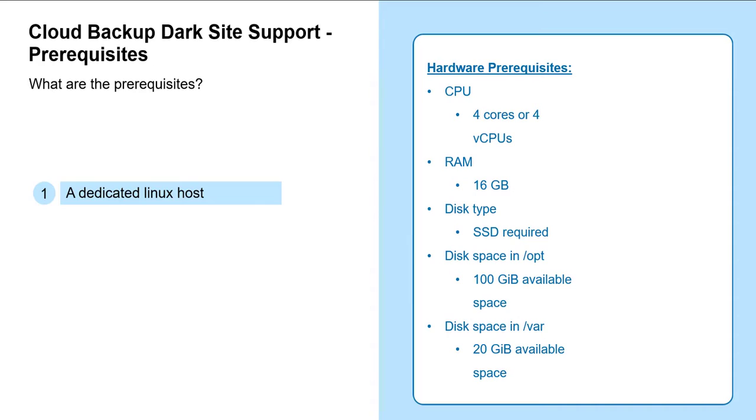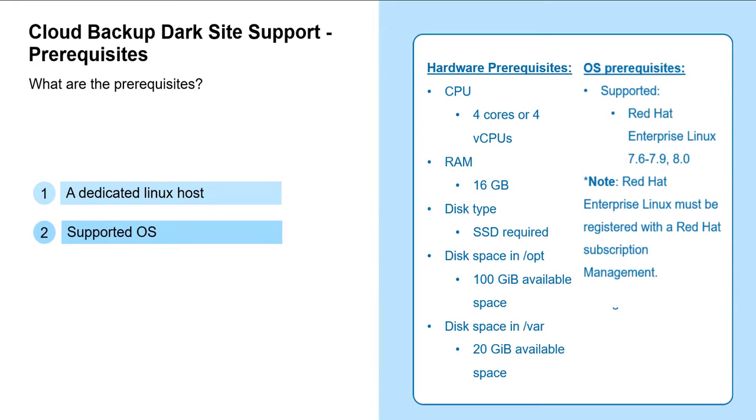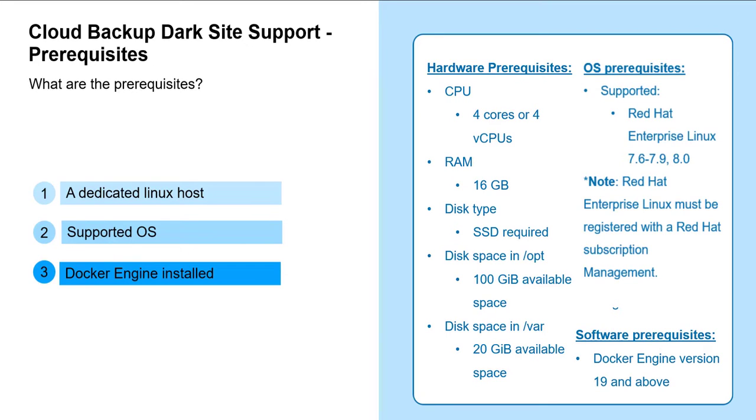So what are the prerequisites for installing Cloud Manager Dark Site with Cloud Backup Service? We need to have a dedicated Linux host with a minimum of 4 CPUs and 16 GB RAM. Make sure to use a supported OS, Red Hat Enterprise Linux 7.6 to 7.9 or 8.0 and above. You would need to install Docker Engine version 19 and above, and a StorageGRID setup with fully qualified domain name, access key, and secret key.